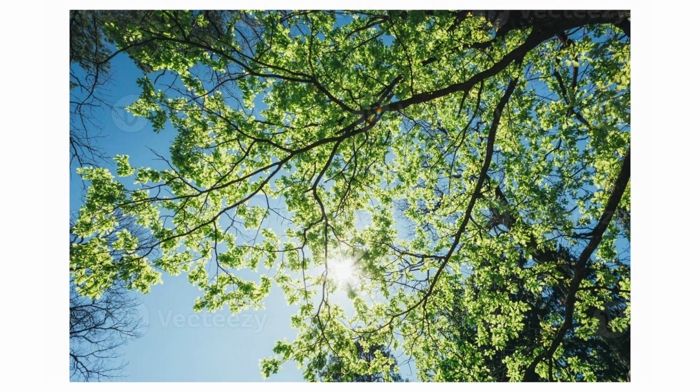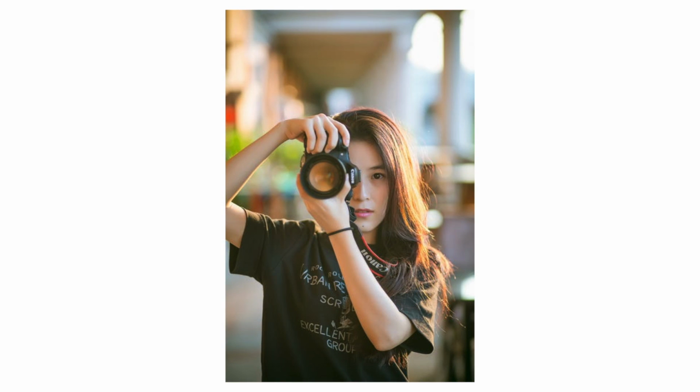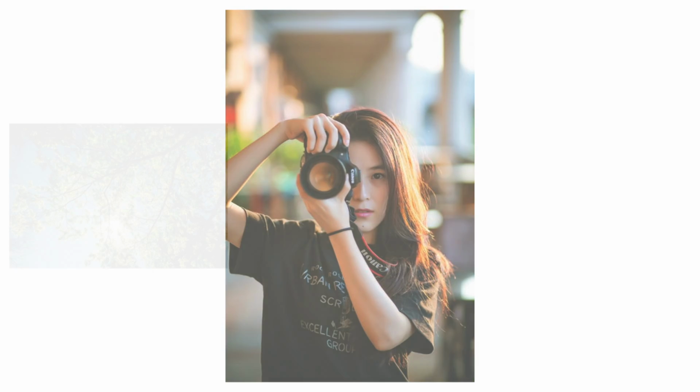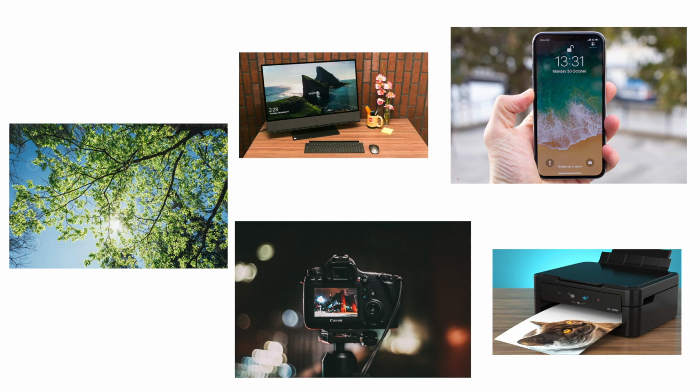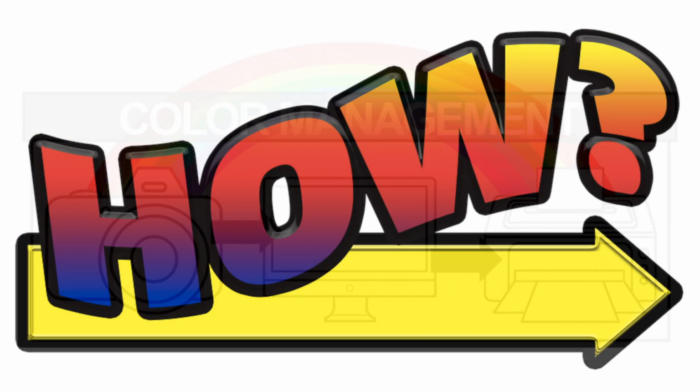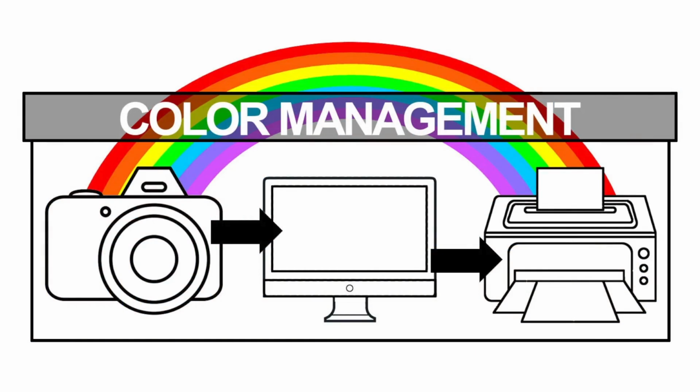Picture this: green trees against a bright blue sky. When you take a photograph or footage of this scene, you want it to look the same on your computer as it does on your phone and as it does on your camera's LCD and even printed, right? But how does this happen? That's where color management comes in.